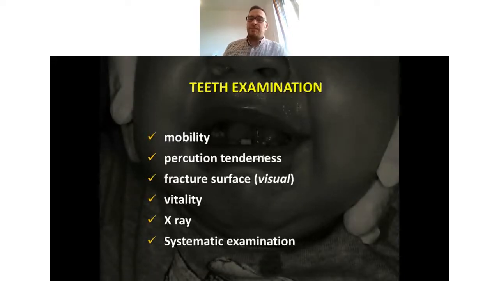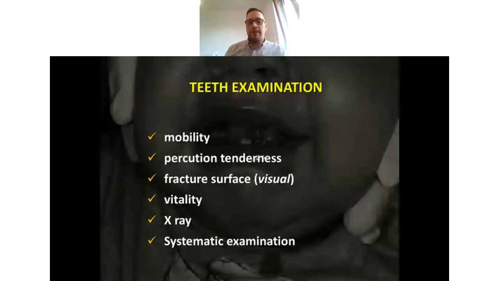So the teeth examination starts with the tooth mobility. It's something that we need to check. It's really important to check the tooth mobility because if it's moving a lot, then it will show us which way we should go: if there is supposed to be immobilization of the tooth, or if we're not supposed to immobilize the teeth.